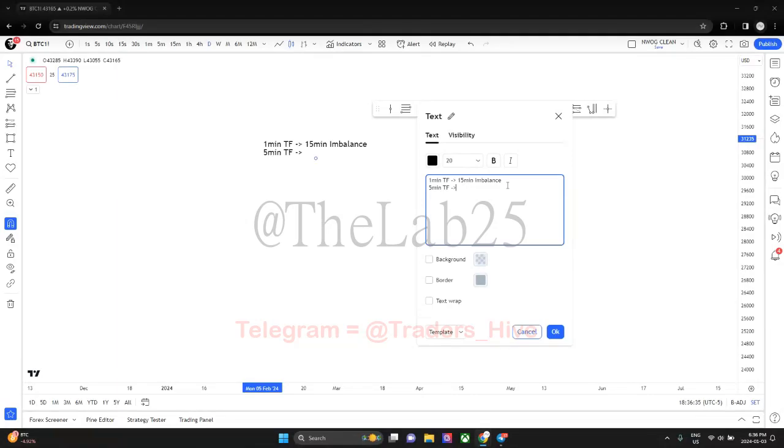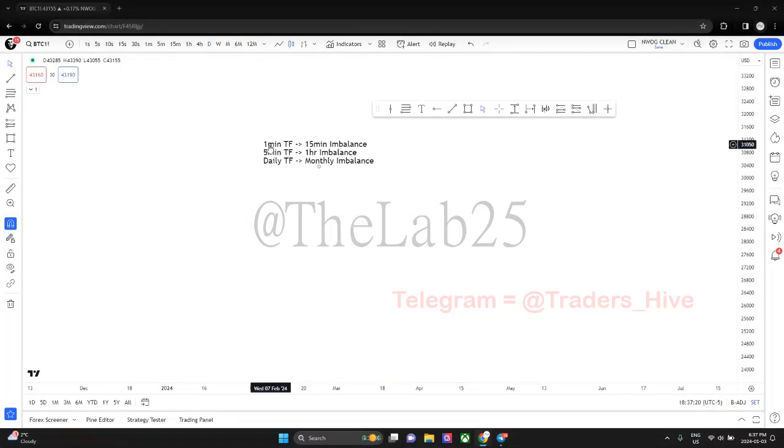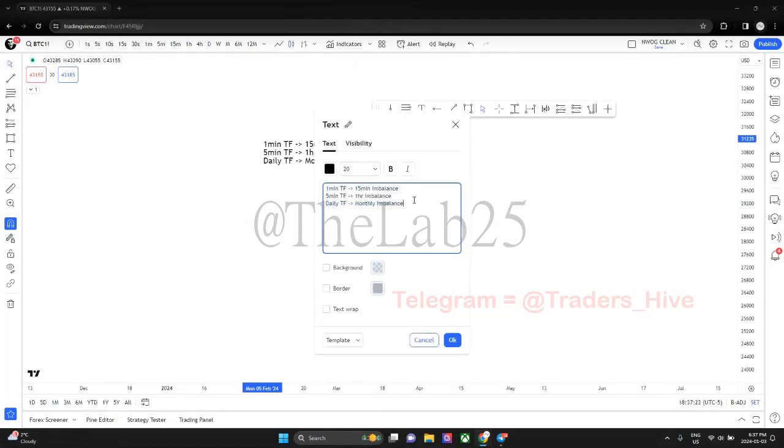If you're trading with a 5-minute time frame, you need a 1 hour imbalance. If you're trading with the daily, say you're trading with a daily time frame, you need a monthly imbalance.